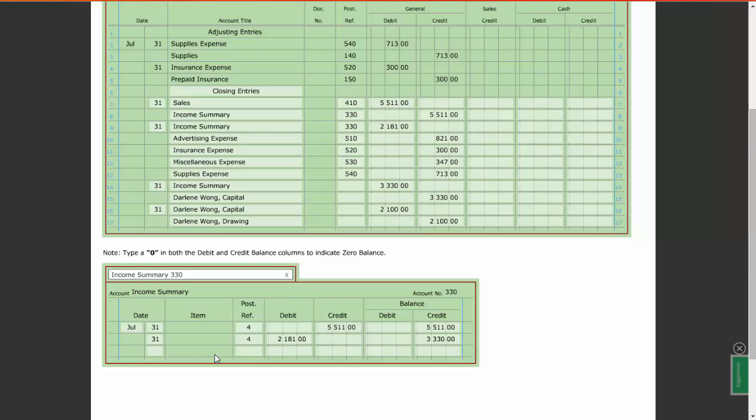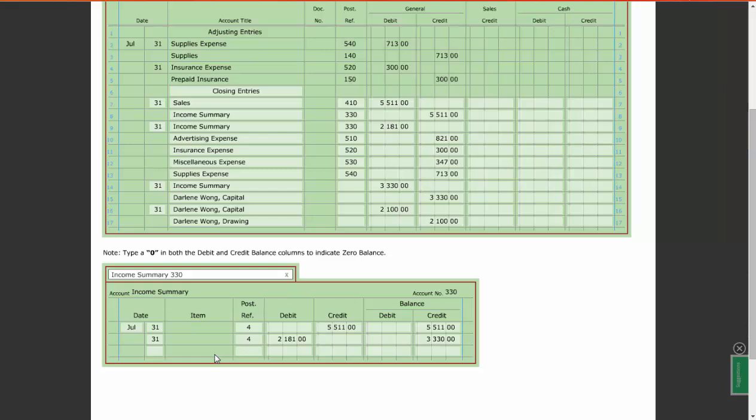Owner's equity, ding, ding, ding. Why? How did you figure it out? We are closing into owner's equity accounts. The other way that you know it's an owner's equity account is its account number. Look at income summary. What's the account number? 330. We know assets start with 1, liabilities are 2, owner's equity is 3. Would you agree? Okay, so we know that income summary is a temporary owner's equity account.